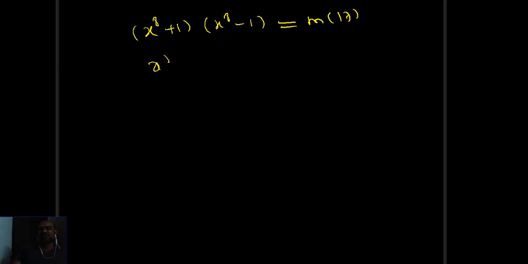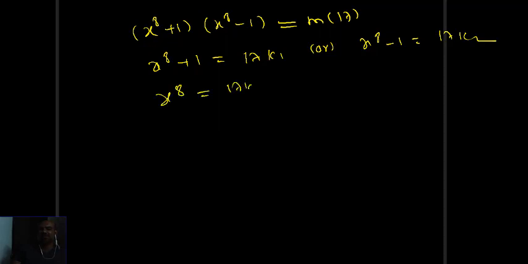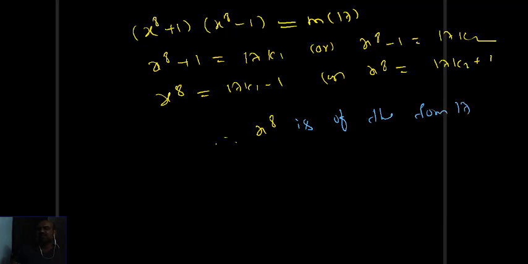Okay, what I can write? x power 8 plus 1 equal to 17 some k1 or x power 8 minus 1 equal to 17 some k2. What is the meaning of that? x power 8 equal to 17 k1 minus 1 or x power 8 equal to 17 k2 plus 1. Means multiple of 17 minus 1 or multiple of 17 plus 1. Therefore, x power 8 is of the form 17m plus or minus 1 I can write. This we got from case 2.